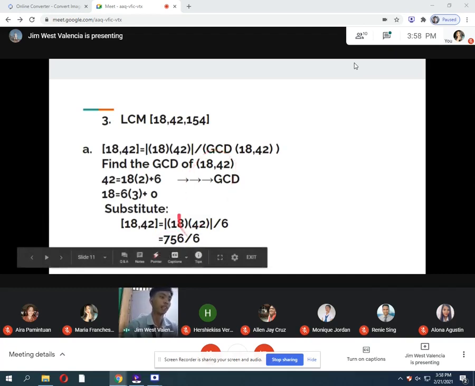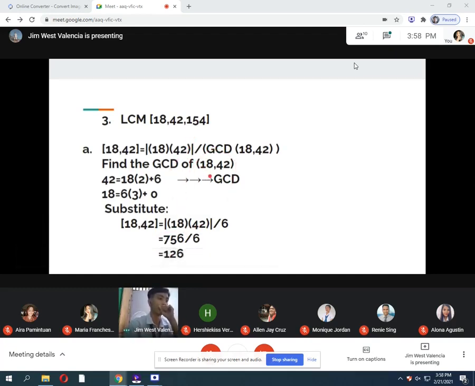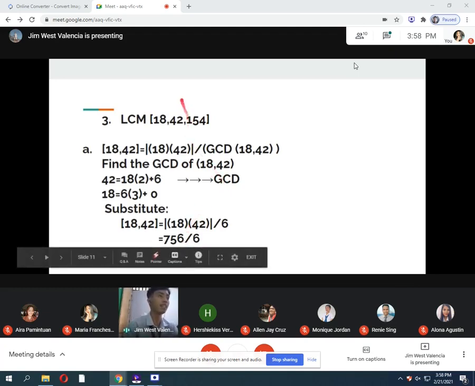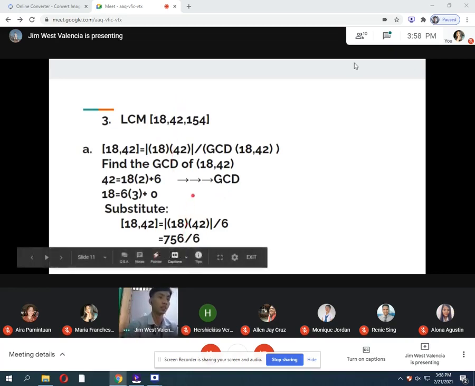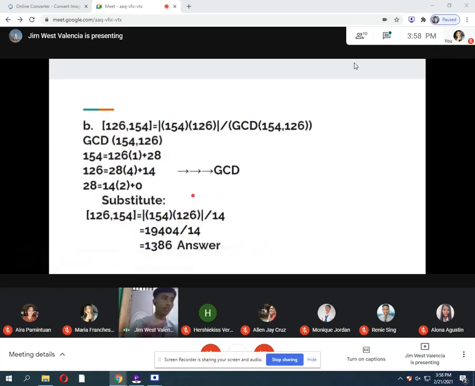126. Okay. Any question? Ito na. So, pwede natin hanapin ngayon ang LCM daw nito. Ang LCM daw ng 1842 is 126. So, we can now substitute. Ito na gagamitin natin ngayon. Ang LCM ng A and B ay 126. Then, our number, ang susunod naman natin hanapin yung 154.